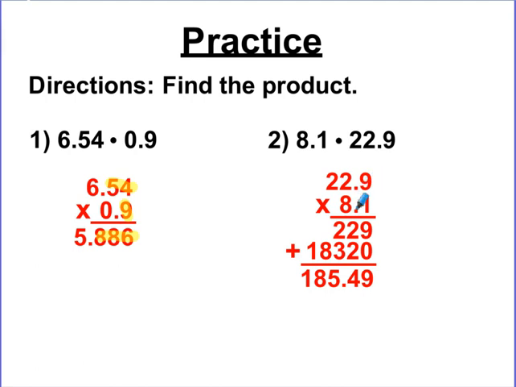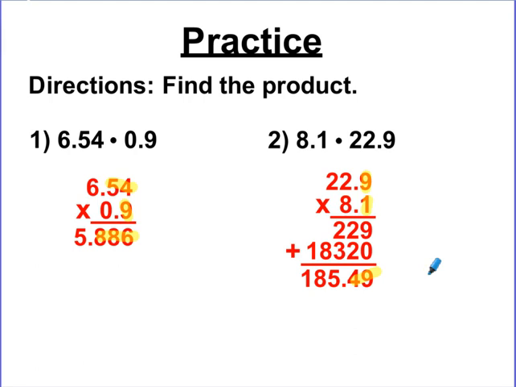What you'll notice here is the points happen to line up. That's just coincidence. They both have 1 place after the decimal point. That's why they line up. I did not do that on purpose. But I did all my multiplying: I multiplied everything by 1, put my placeholder down, multiplied everything by 8, got my 2 numbers and added them. And then I counted the places, 1 and 1. So there's 2 total down here. So 185 and 49/100ths is my answer.